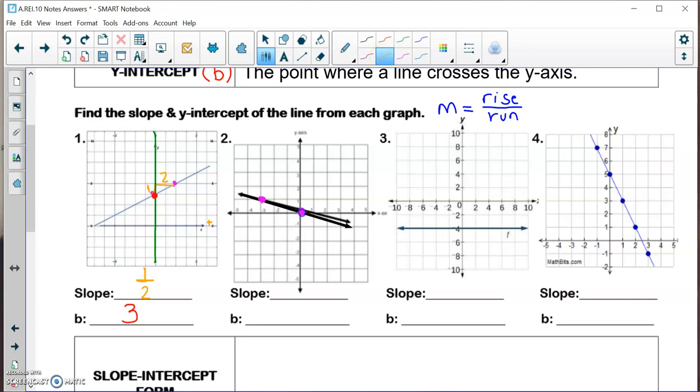I'm going to start with my bottom point. I need to go up 1 to get even with my top point. So up 1 is a positive 1. And I'm going to go over 1, 2, 3 to the left, which means I'm going over negative 3. So my slope is my rise over run, which is a negative 1/3.